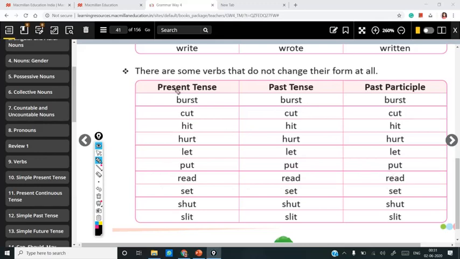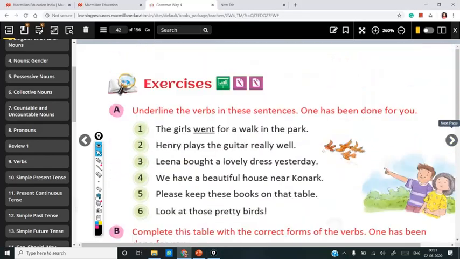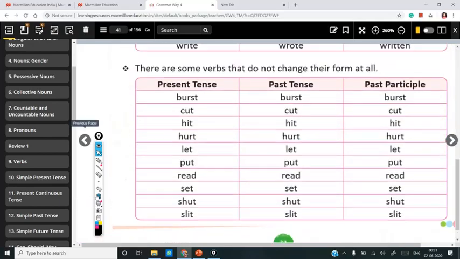Okay, so these examples are the same in the present, past and past participle. Even the pronunciation is the same, but this is a special one. Read and read, the pronunciation changes. Let's see some more. What else is in your chapter? Okay, nothing else is there in your chapter. That's all for this chapter.